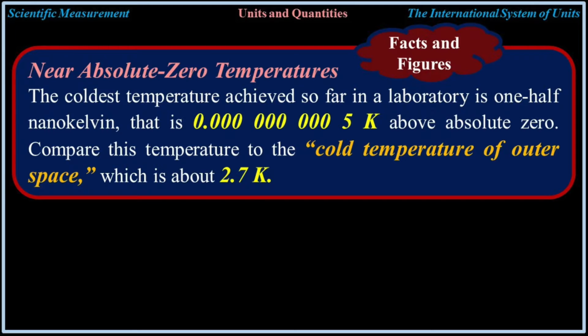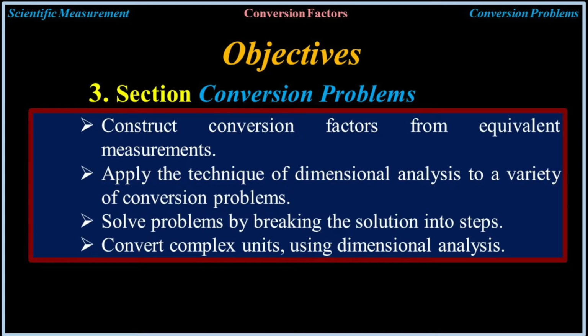Near absolute zero temperature. The coldest temperature achieved so far in a laboratory is 1/2 nanokelvin. That is a very small number above absolute zero. Compare this temperature to the cold temperature of outer space, which is about 2.7 Kelvin. That's an average, so it could be very near 0 Kelvin. That's a misleading value. The temperature of the universe is about 2.7 K, but that includes everything.